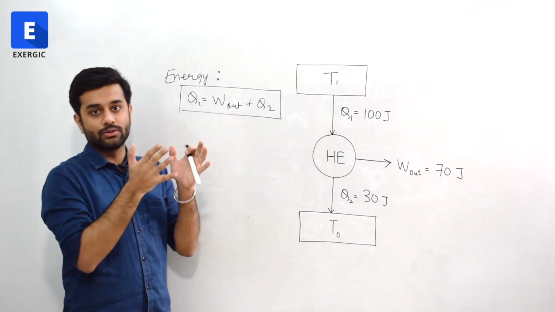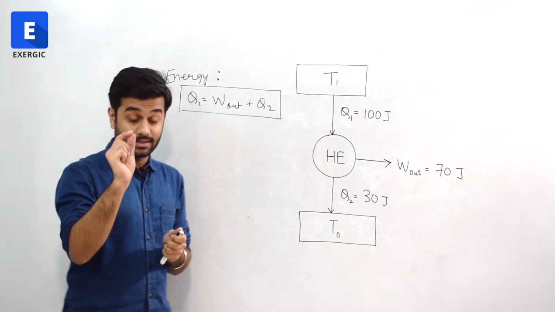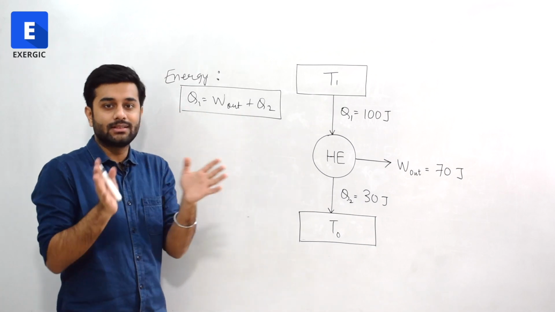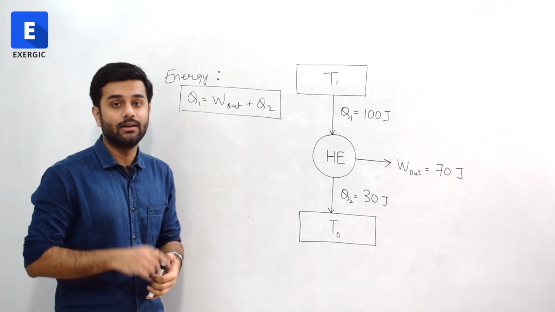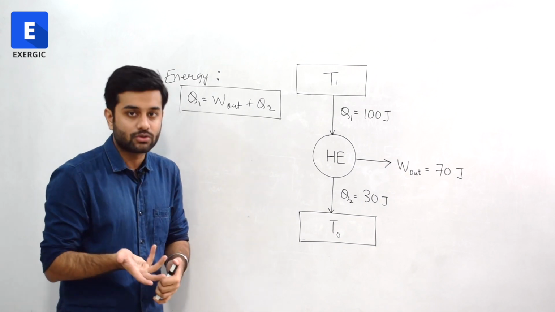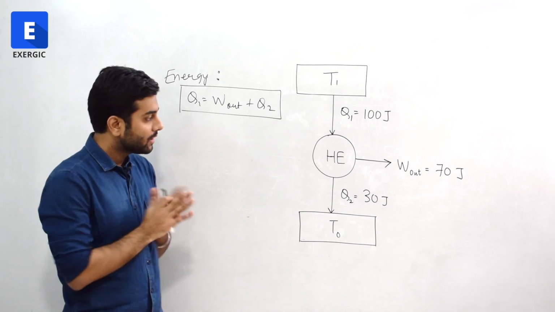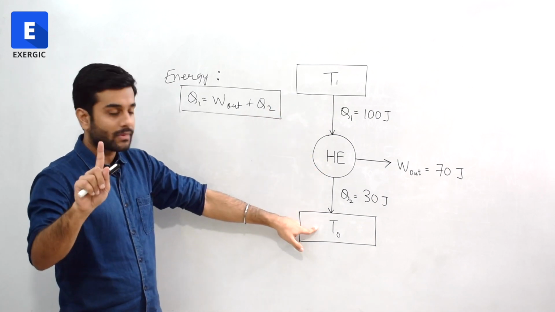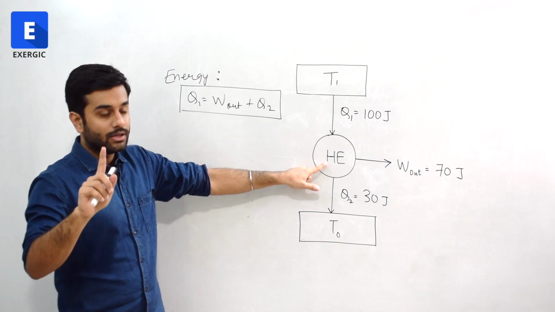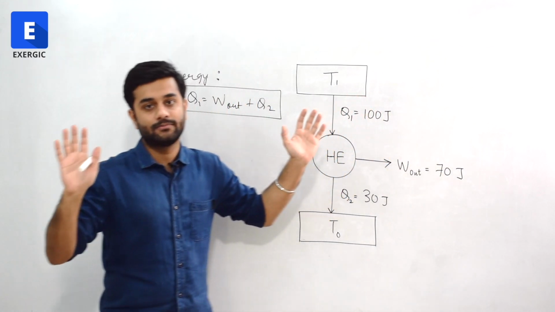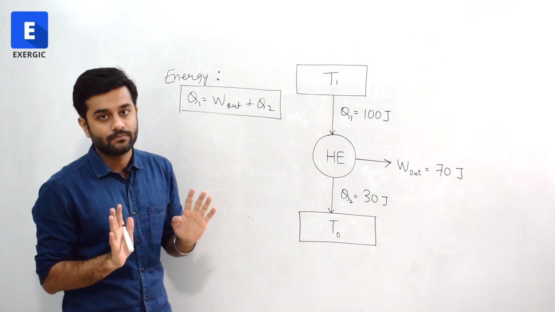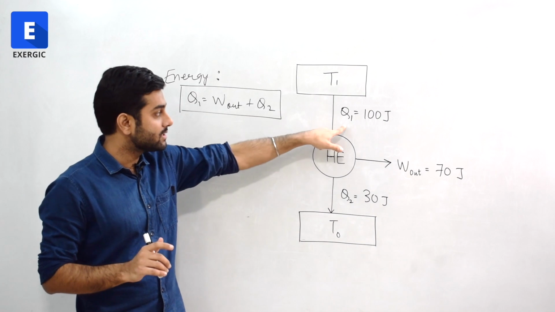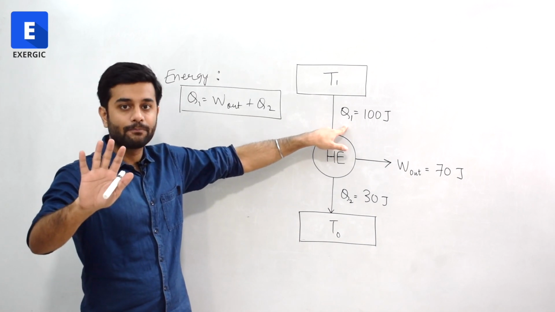Now coming back to the initial discussion. The initial discussion was whether this conservation of energy principle can be applied to available energy also, to exergy also. Look, if this heat engine is reversible, between T1 and T0, you will get the maximum possible work. This 70 joule is the available energy or exergy of Q1, right or not?